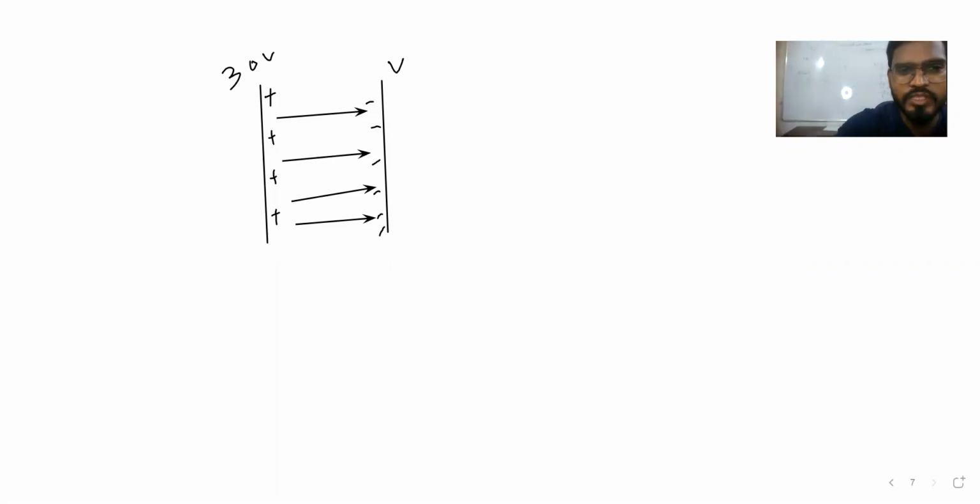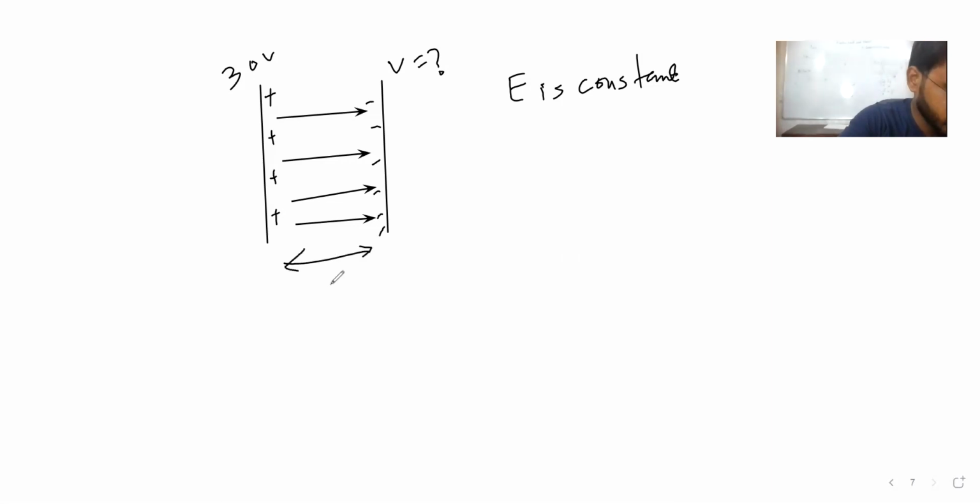Guys, one plate is what here? 30 volt. Another plate, we don't know what the voltage is, we should find it. Electric field is constant, and let's take this distance as 2 meter, right? If E is equal to 15 Newton per coulomb, force by charge, so 15 Newton per coulomb. Find potential, find V.